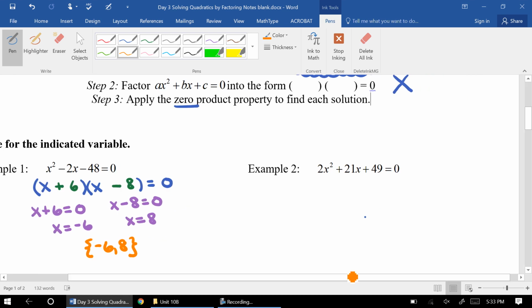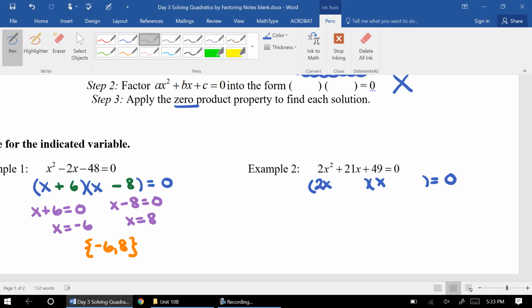Taking a look at example number 2, I'm going to do basically the same thing. Double check, look for a GCF. I don't see one, so I'm going to think about how I can factor this. Again, I'm looking at guess and check. In order to get to that first term, 2x times x is going to multiply to 2x squared. And then what 2 numbers multiply to 49 that are going to help me get 21 in the middle? And I think the obvious choice here is going to be 7 and 7.